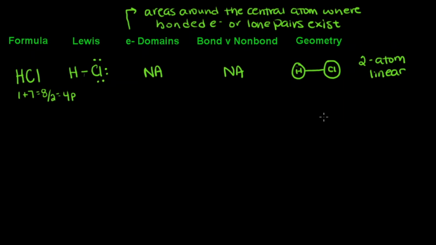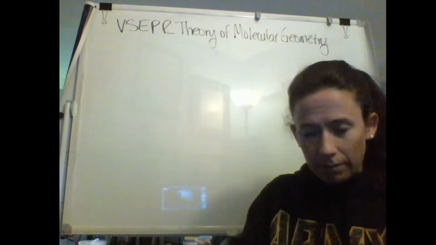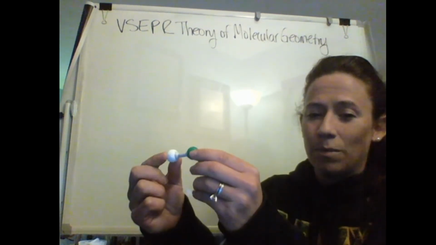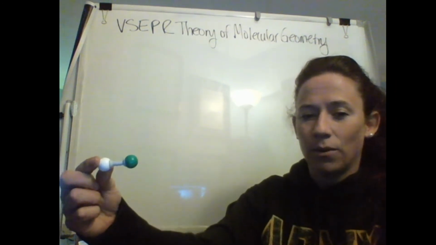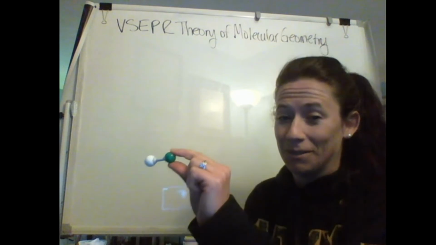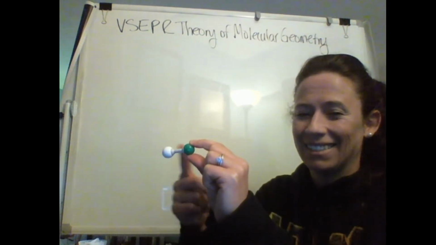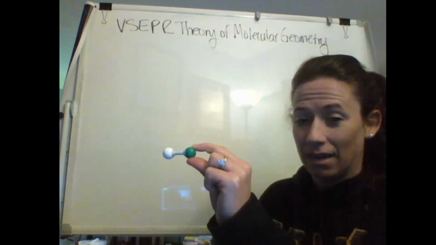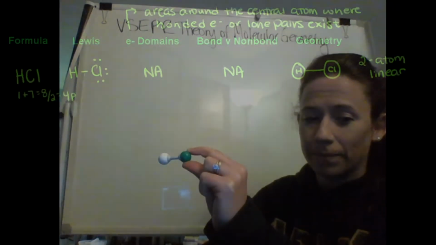And what would that molecule actually look like? Well, it would look like this. Oh my God, I'm not doing good with this webcam situation. The white being my hydrogen and the green being my chlorine. You guys, I have serious issues with this being reversed. Okay, hydrogen, chlorine, straight across from one another. This is a 2-atom linear molecule. Okay, they're 180 degrees apart.